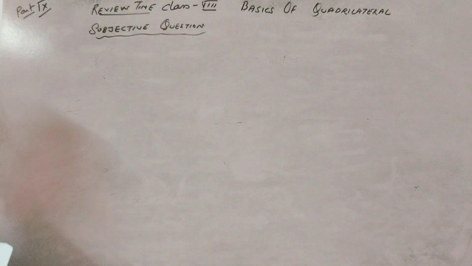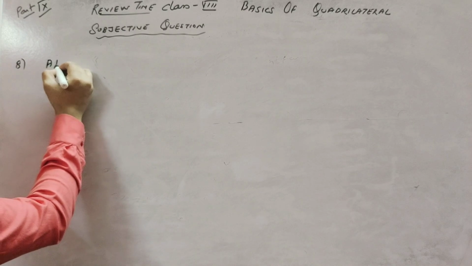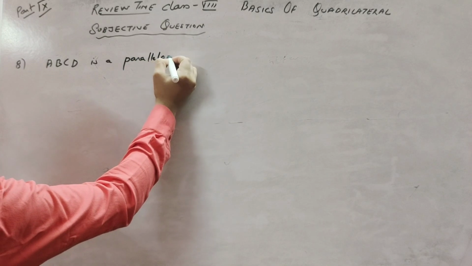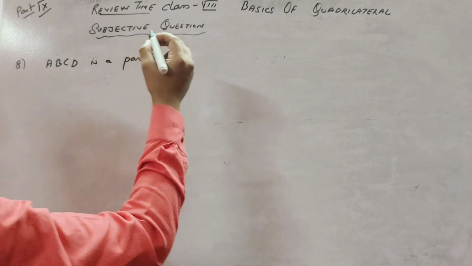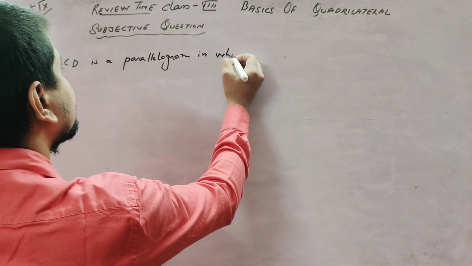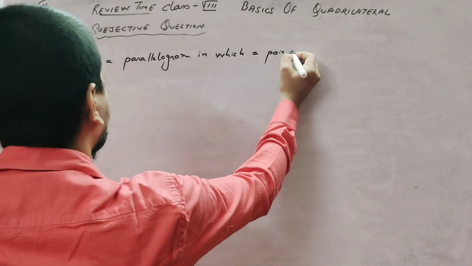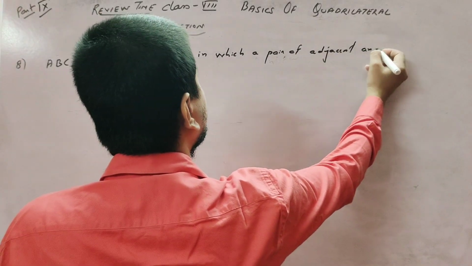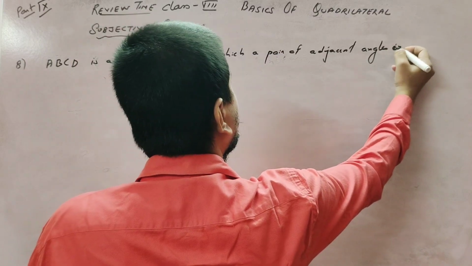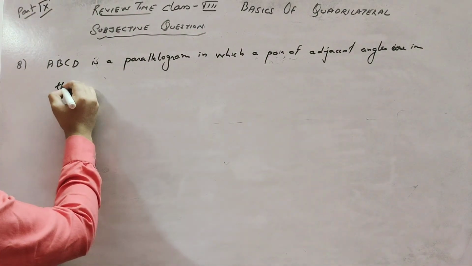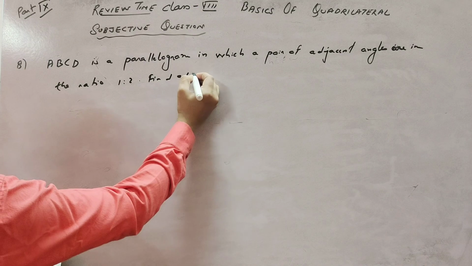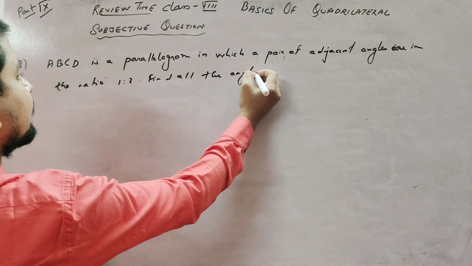So our question number 8 is: ABCD is a parallelogram in which a pair of adjacent angles are in the ratio 1:2. Find all the angles.